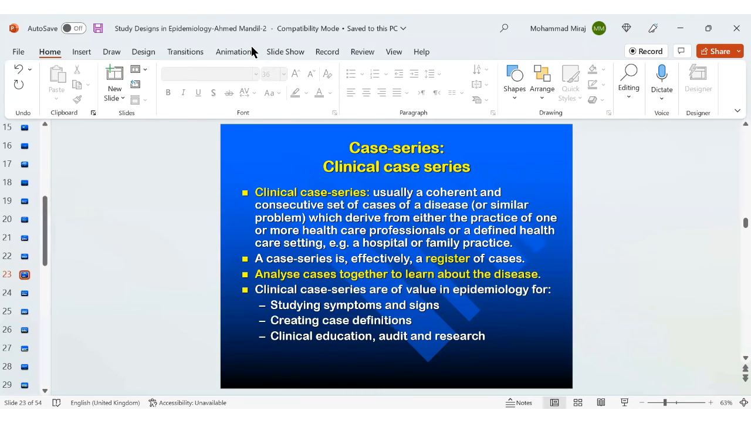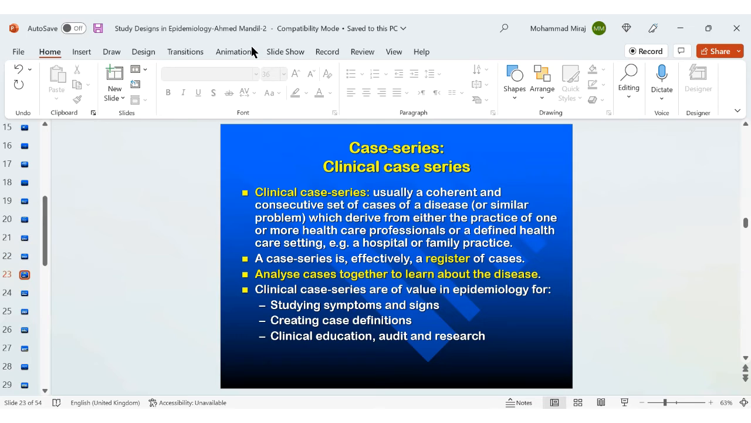So as far as the clinical case series is concerned, what is it? It is usually a coherent and consecutive set of cases of a disease. For example, after being afflicted by the disease, the person collects different types of data, and tries to see what is the impact of exercise or diet over that particular data, and how it influences it. Because they are derived either from practice or from other healthcare institutions.